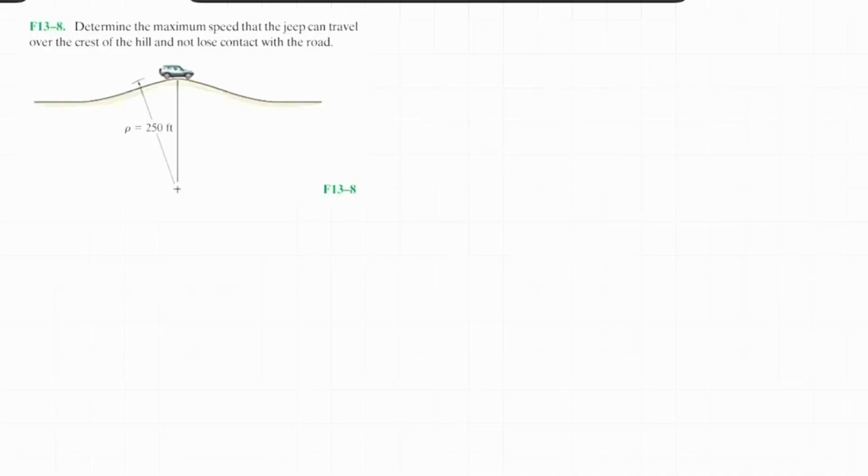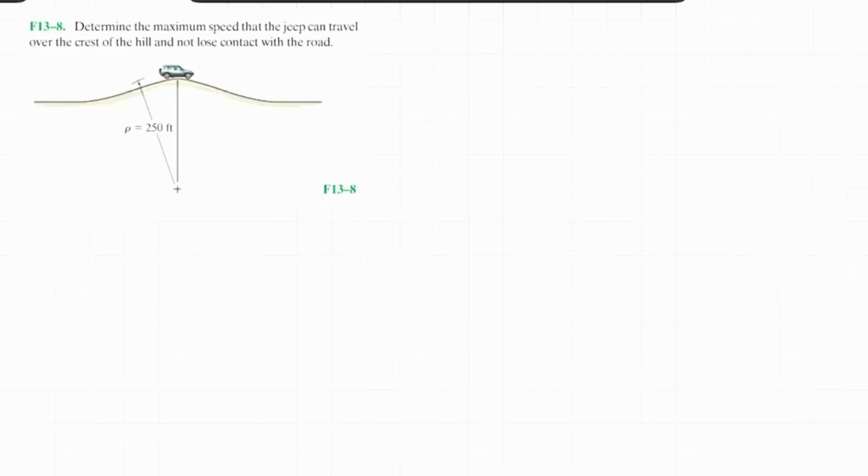So this one is also pretty straightforward. This is one pretty easy problem. So we have a Jeep going over a curve. Notice it's asking us to determine the maximum speed that the Jeep can travel over the crest of the hill and not lose contact with the road, so that it doesn't fly out of the curve.